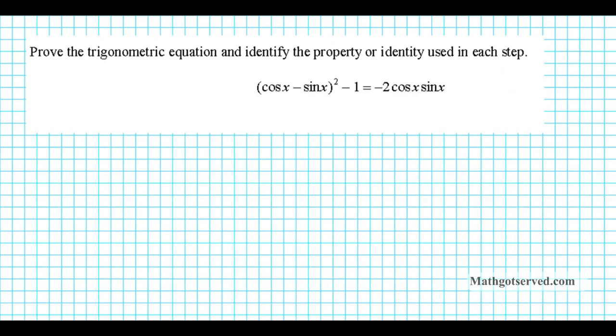All right, let's take a look at question number 6. Question 6 says, prove the trigonometric equation, identify the property or identity used in each step. All right, so let's take a look at this. First thing we can notice is that this quantity is being squared, cosine x minus sine x. So we can express it as cosine x minus sine x times what? Times itself. That's what squaring is, right? Times cosine x minus sine x, minus 1.